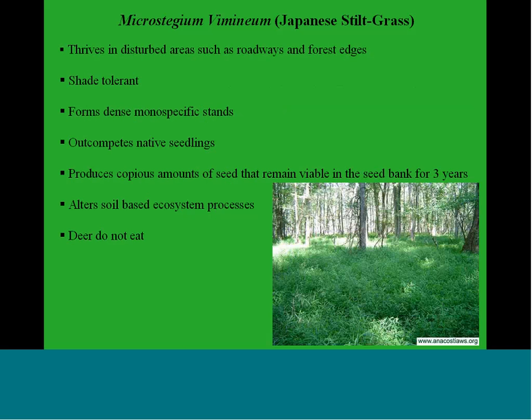Some other aspects of Microstegium, or Japanese stiltgrass, that make it a really good invader and ecosystem engineer is that it thrives in disturbed areas such as roadways and forest edges. It's shade tolerant. It forms dense monospecific stands that outcompete native seedlings, and it produces copious amounts of seed that remain viable in the seed bank for up to 3 years. It has also been shown to alter soil-based ecosystem processes, and deer do not eat it.